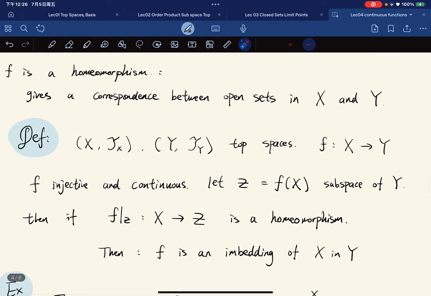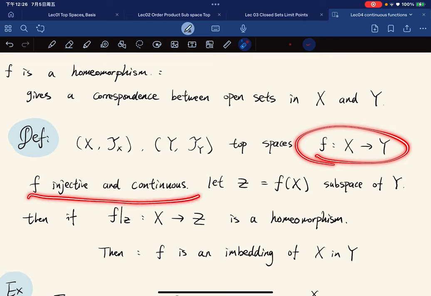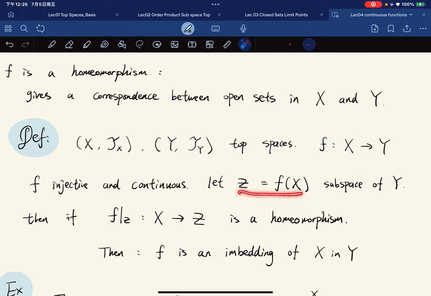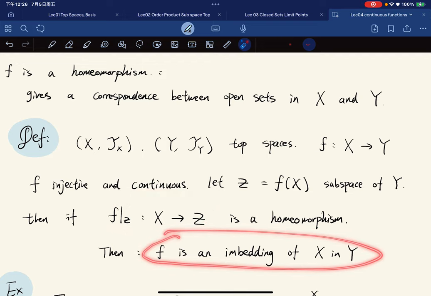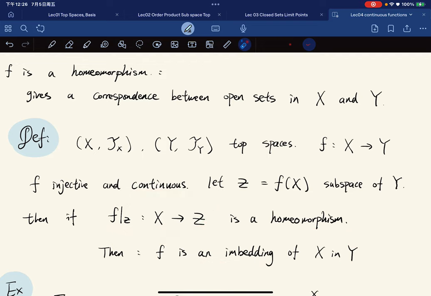And if f is just injective and continuous, we let Z be the image and give it the subspace topology inherited from Y. Then if the restricted function is a homeomorphism, we say that f is an embedding of X in Y, or a topological embedding. Okay?